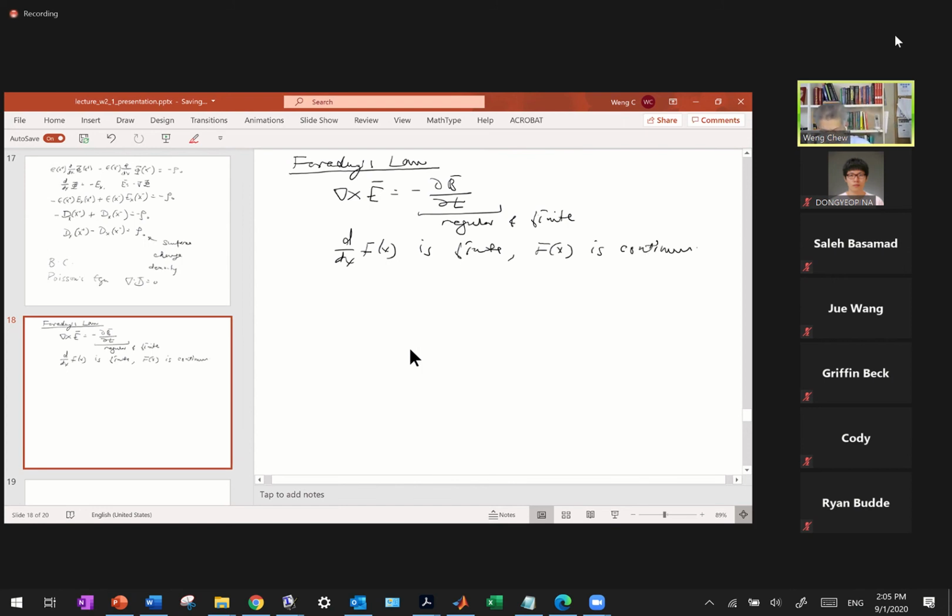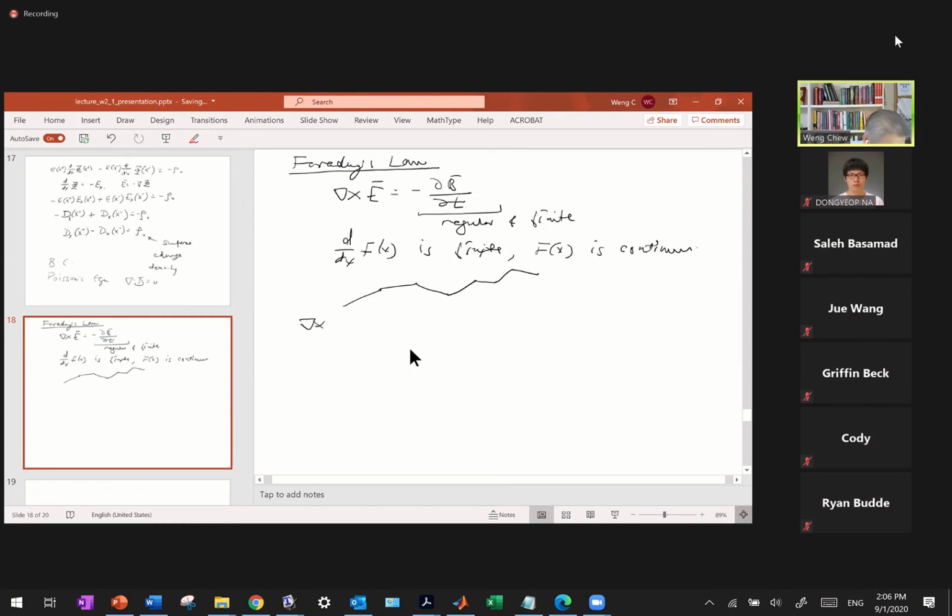Okay, so this is something that you can learn from your mathematics: if f of x is a continuous function and we differentiate it, you cannot have a jump discontinuity. So if f of x looks something like this, continuous, if you were to differentiate this function, it cannot give you something that's infinitely large. So we can see this more by very carefully looking at curl of E.